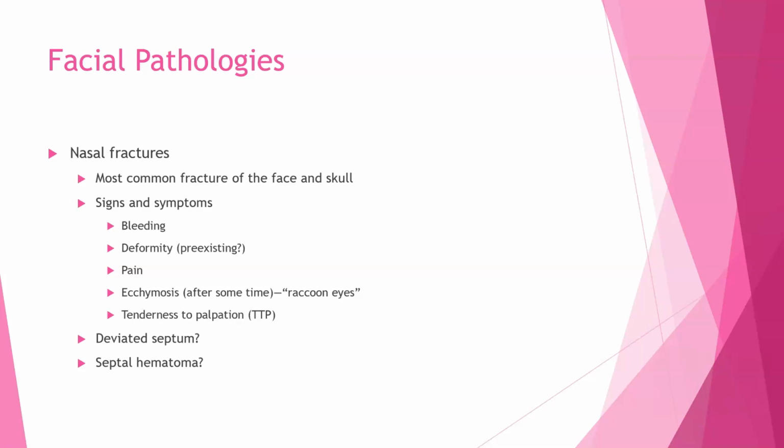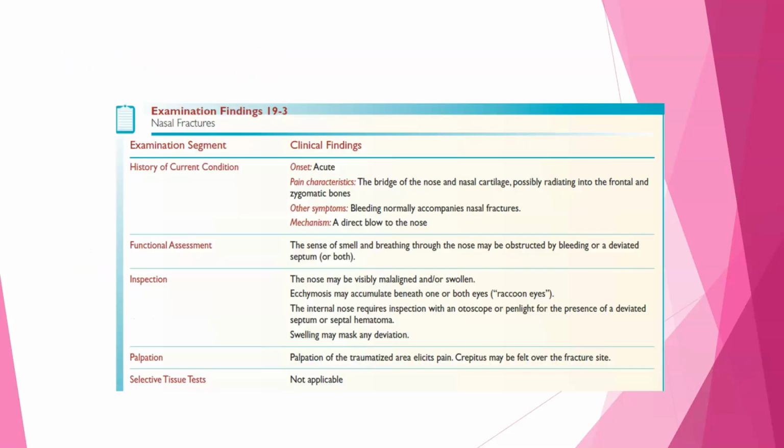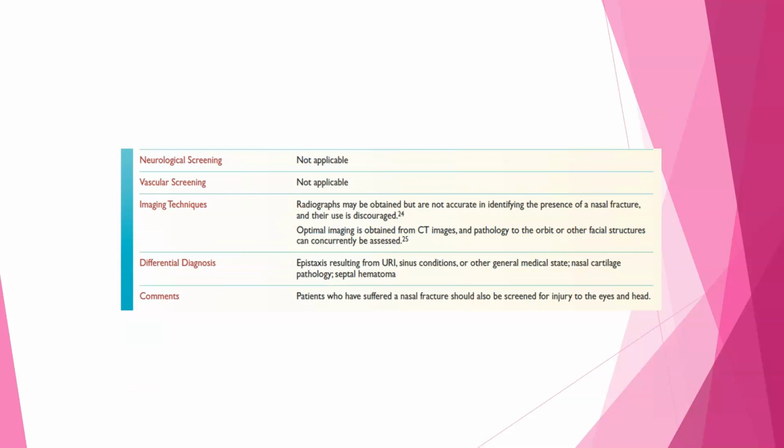So sometimes, any of you who are in the 140 class, you have seen us write evals and put TTP, tenderness to palpation, or point tender. For that, we're looking for a deviated septum, septal hematoma, and this one is specifically talking about nasal fractures.